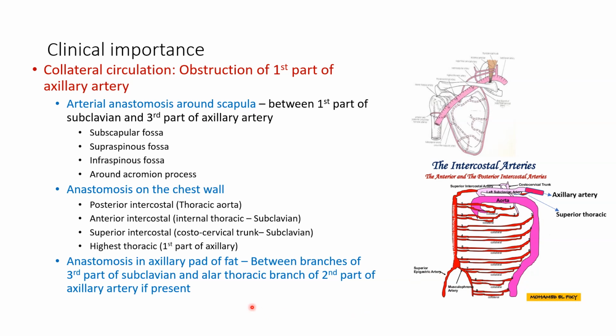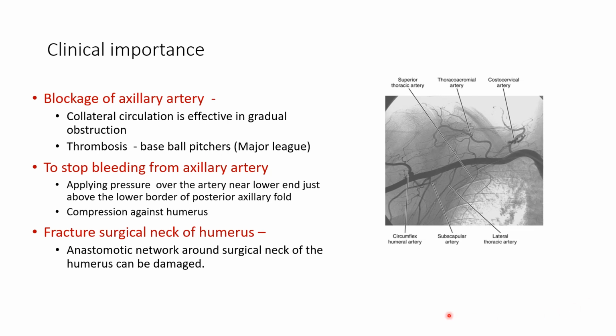Then anastomosis in the axillary pad of fat, that will be between the branches of the third part of subclavian artery and the alar thoracic branch of the second part of axillary artery, which sometimes may be present. Then in the case of blockage of the axillary artery, collateral circulation will be effective if the obstruction is gradual. So the thrombosis of the axillary artery is more common in baseball pitchers who play in the major league.